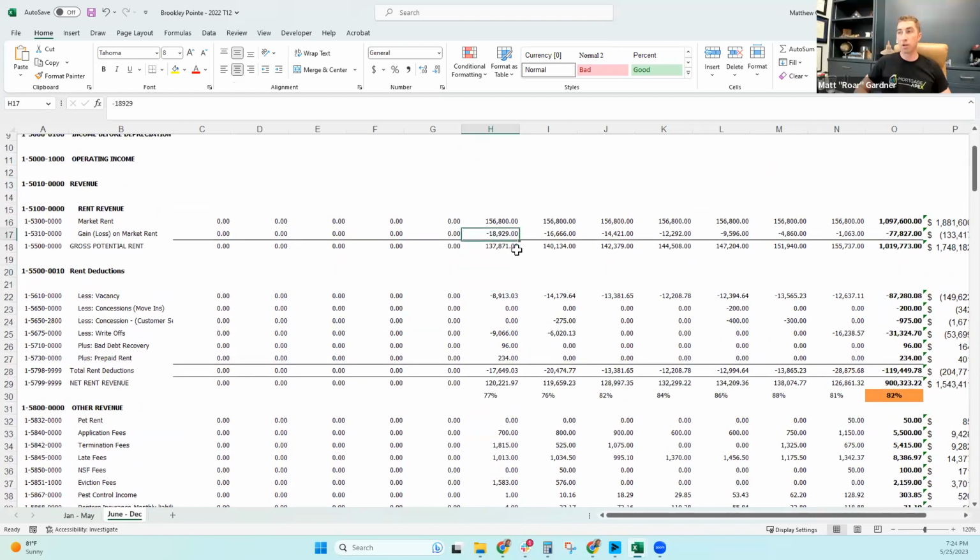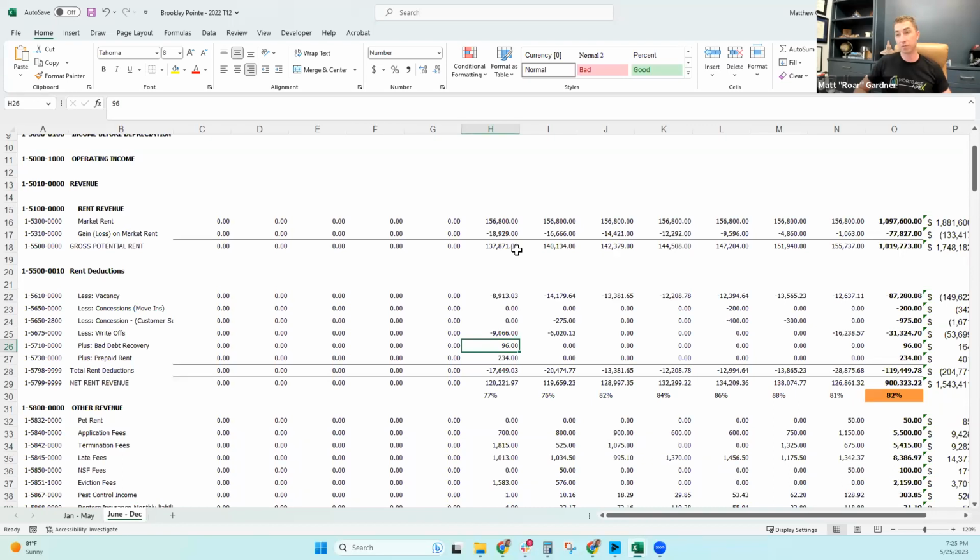So they have what they call market rent here. Then they have gain or loss to market rent. This is their loss to lease. They also have vacancy, what they call vacancy, which is physical vacancy. That's included as an aspect of economic vacancy. They have concessions, which is a form of economic vacancy. Another is going to be write-offs, which we'll talk about another highlight here in a second. Bad debt recovery, which is good.